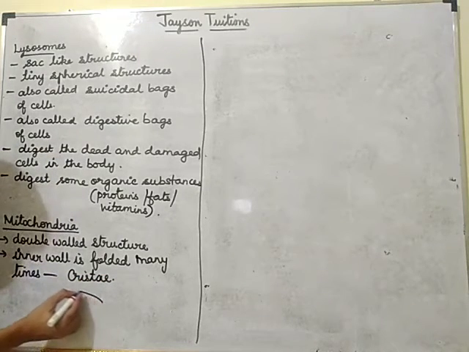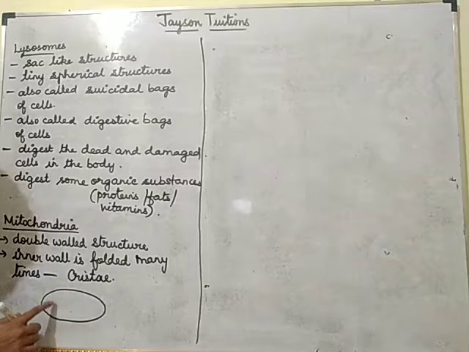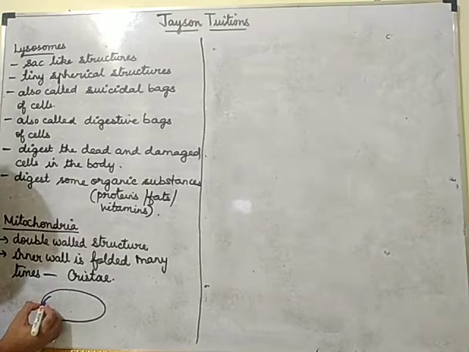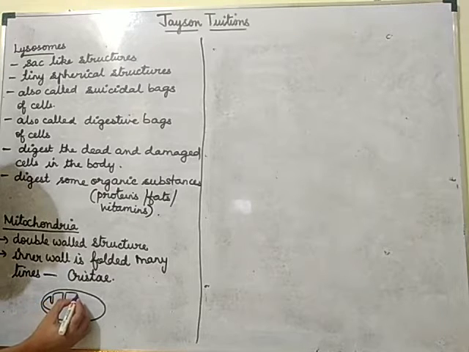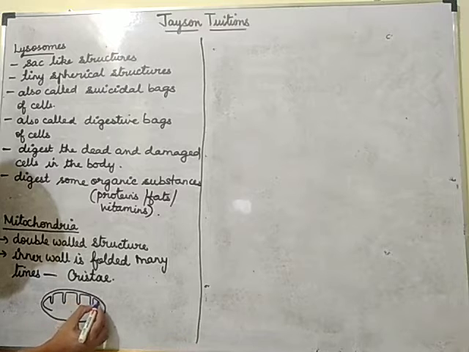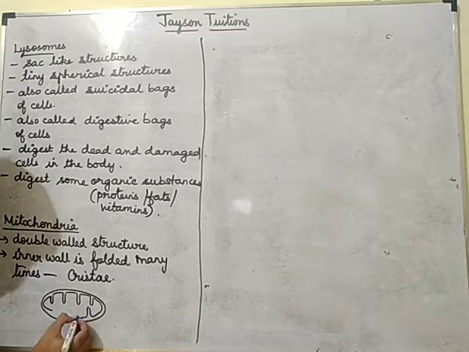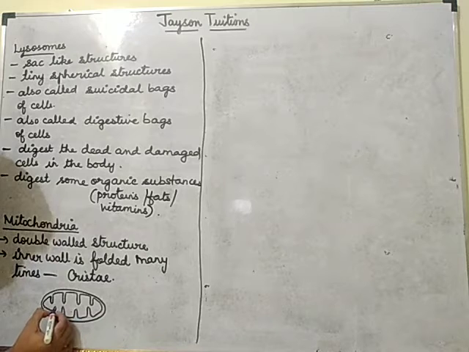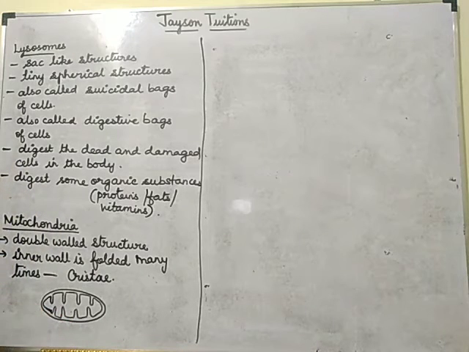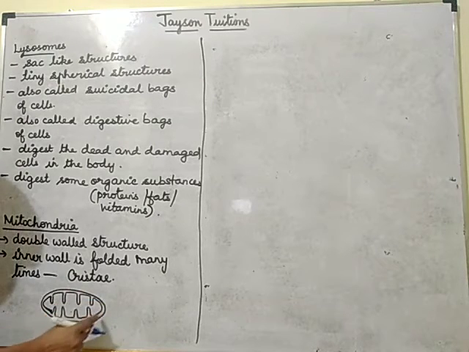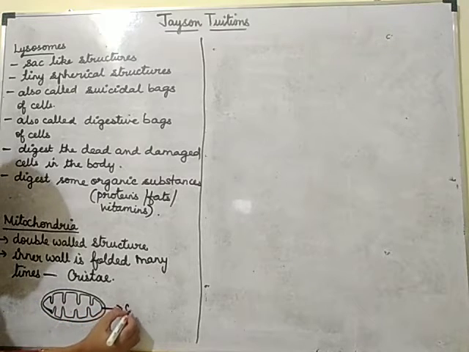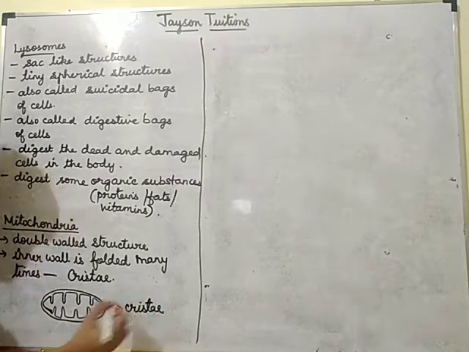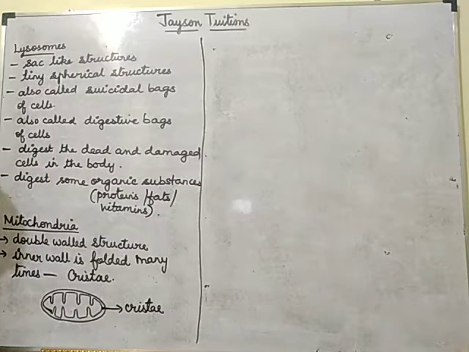For example, if this is the mitochondria, the outer wall will be like this, the inner wall will be folded like this. The outer wall will be smooth, but the inner wall will not be an exact shape, it will be folded. So this folded inner wall is called cristae.